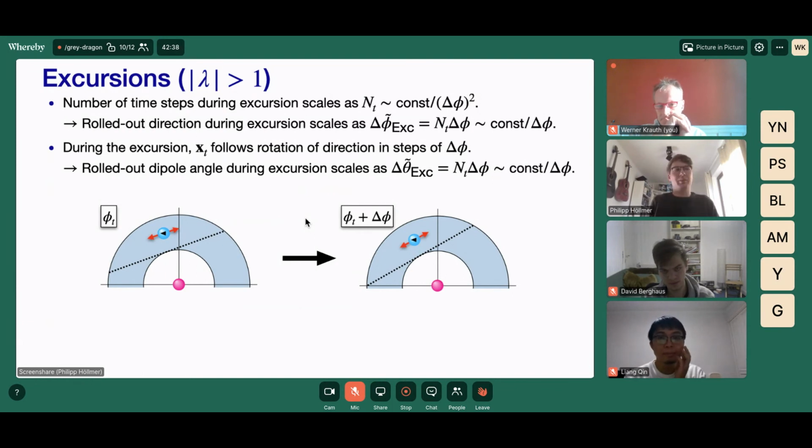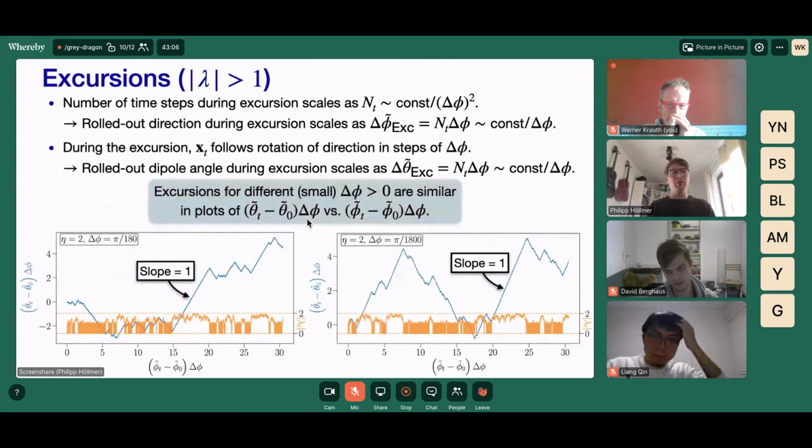But as long as we're on the excursion, we know that the position of the blue atom has to stay in this cap. So we know that it kind of follows this rotation of the cap. So if we do a lot of steps, this position xt just follows the rotation of our direction in the same steps of delta phi. So we can conclude that our dipole angle during an excursion also scales as constant over delta phi.